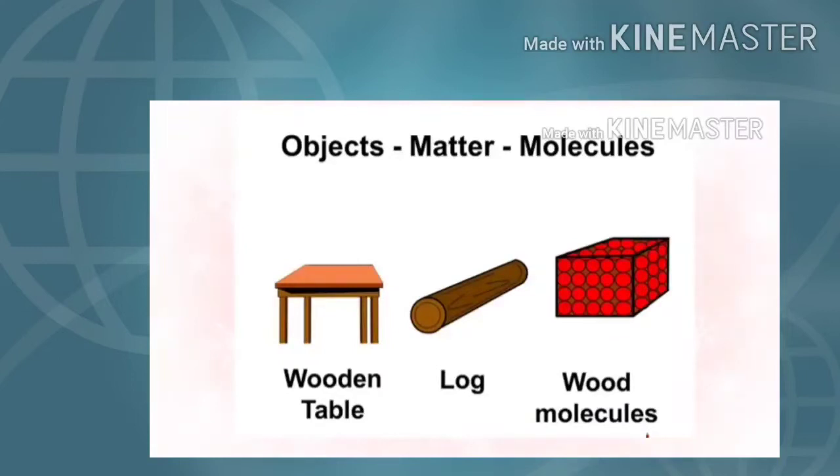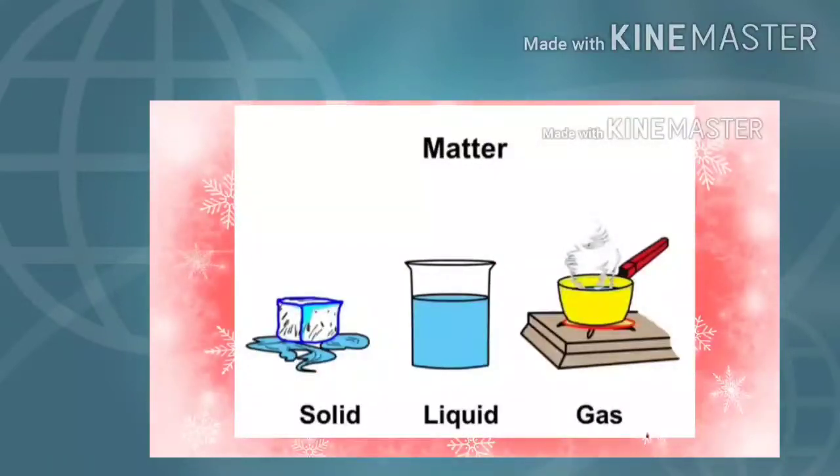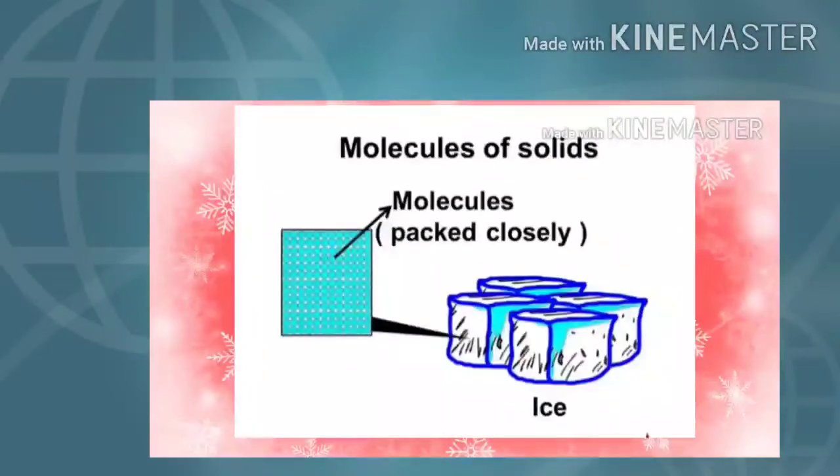All the three states of matter, solid, liquid, or gas, or you can say any living or non-living material, is in turn made up of molecules. Whether it is a wooden table, a log of wood, or any solid object, it is made up of molecules. Solid like ice, liquid like water, and gas like water vapor, all in turn are made up of molecules. Molecules are the smallest particle of a substance which can exist independently. And a molecule is still made up of even smaller particles called atoms.